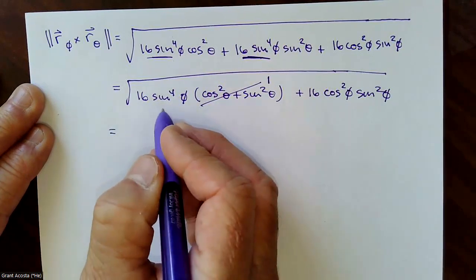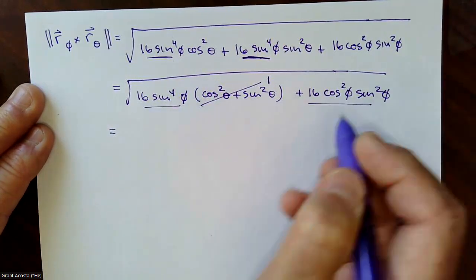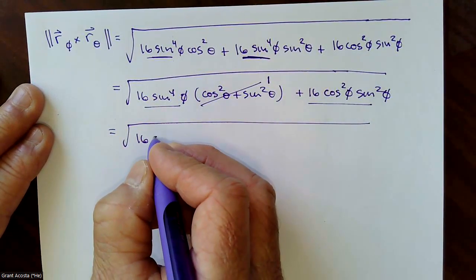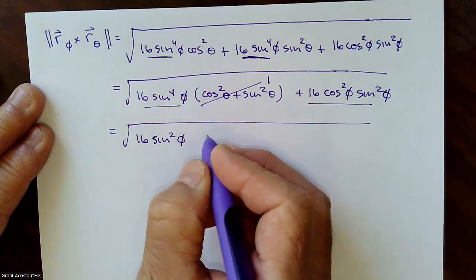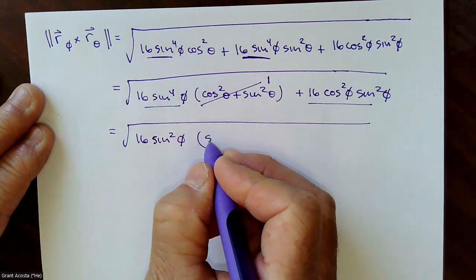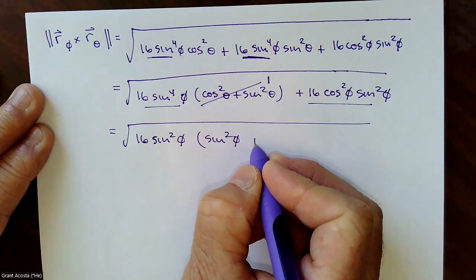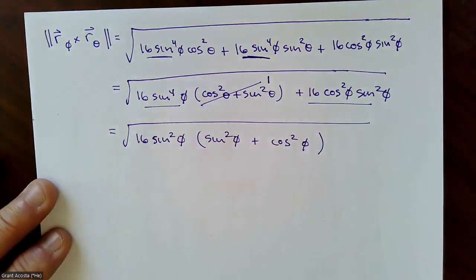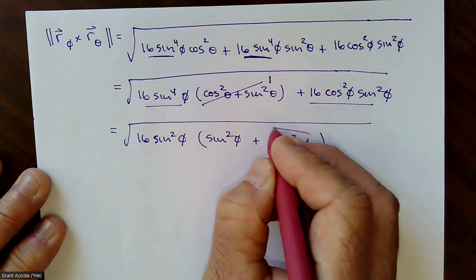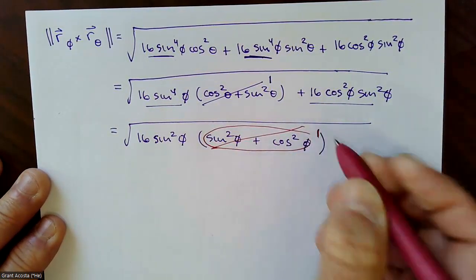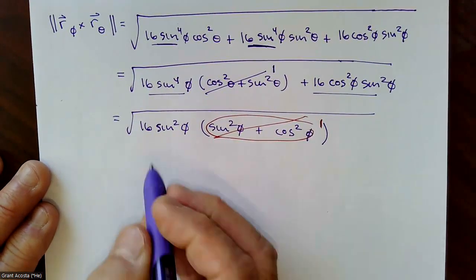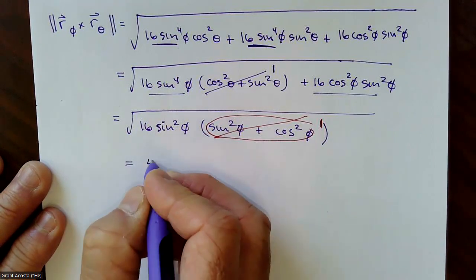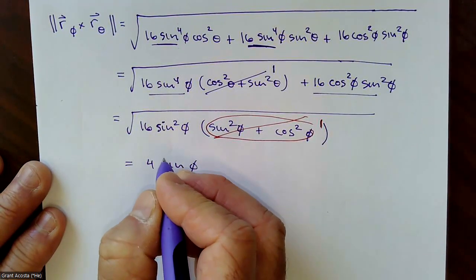Now, is there anything we can simplify between this term and this term? I can take out a 16 and a sine squared phi at least, which will leave me with sine squared phi here plus cosine squared phi. Isn't this really cool? All these nice simplifications keep happening. So that goes away. That's just 1. And then we're just left with this term, and the square root of 16 sine squared phi is just 4 sine phi.